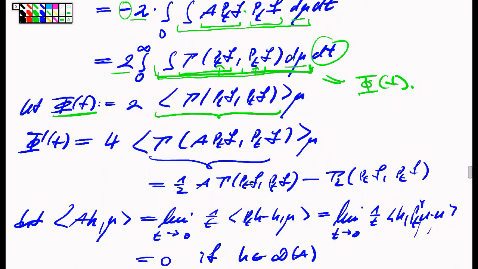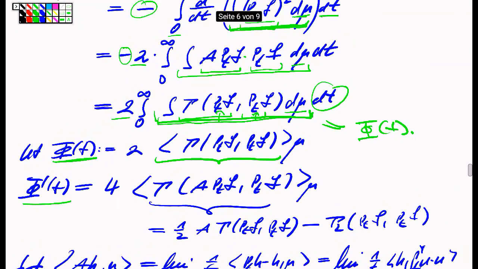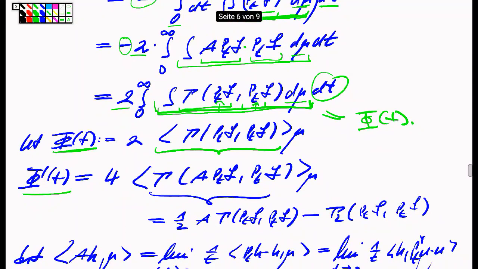Okay, and in order to get an estimate on this integral in phi, we perform another differentiation of that phi function with respect to that time parameter. Okay, so if we do that, we see that if we look into the phi guy, it's a bilinear or quadratic form which involves the PT operation.